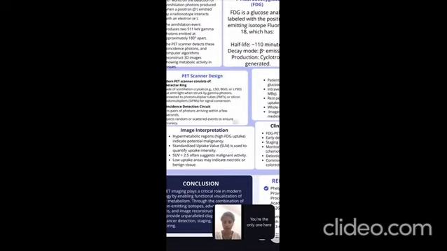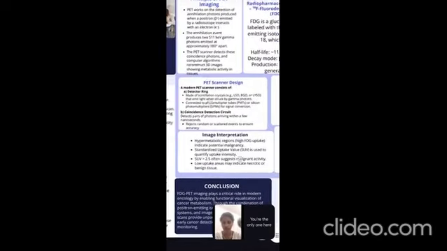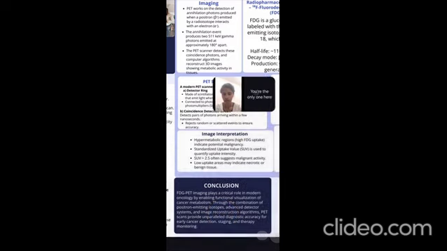Finally, the conclusion is that FDG PET imaging has a critical role in modern oncology by enabling functional visualization of cancer metabolism. Through the combination of positron emitting isotopes, advanced detector systems, and image reconstruction algorithms, PET scans provide unparalleled diagnostic accuracy for early cancer detection, staging, and therapy monitoring.